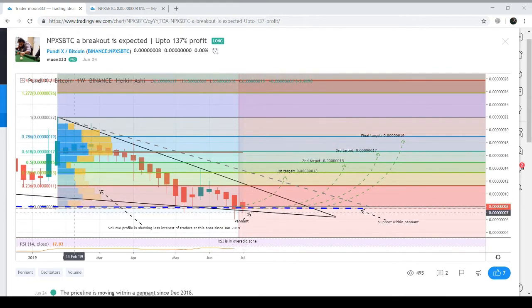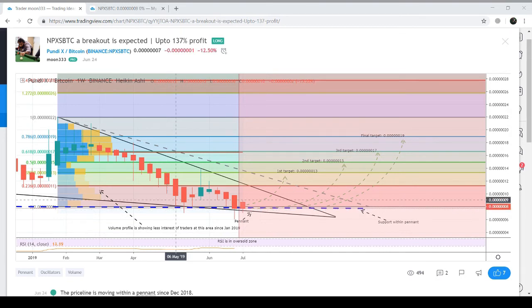This is the volume profile showing the lowest interest of the traders at this area. RSI is already oversold, and in the live chart we have seen the MACD is also weak bullish. So I don't think the price action will break down the support of the pennant.